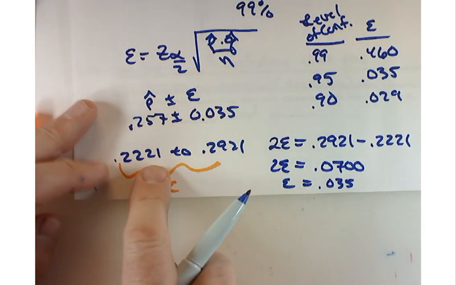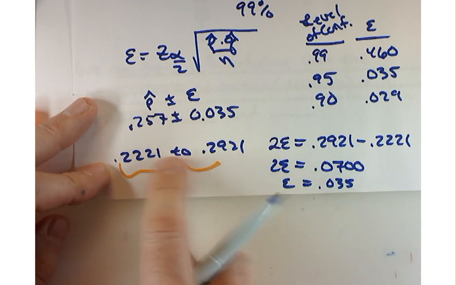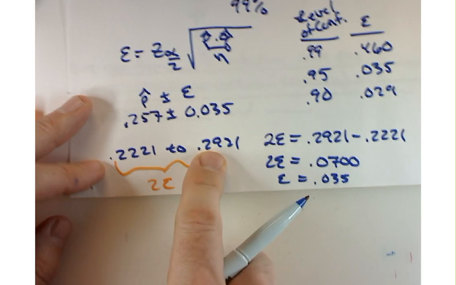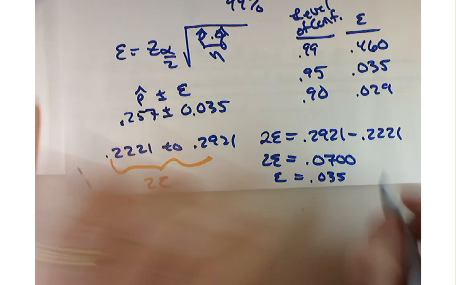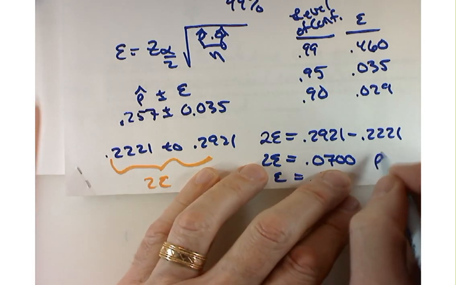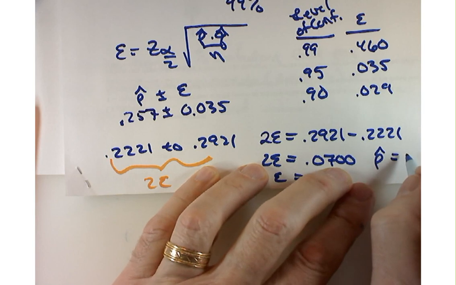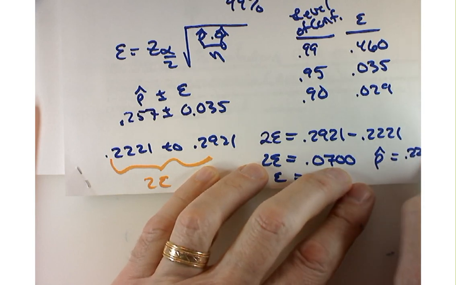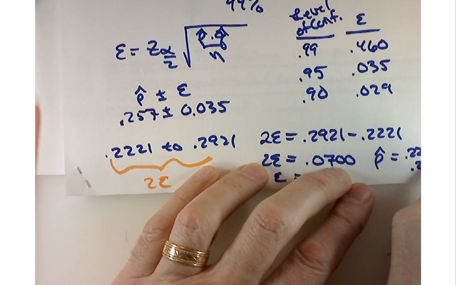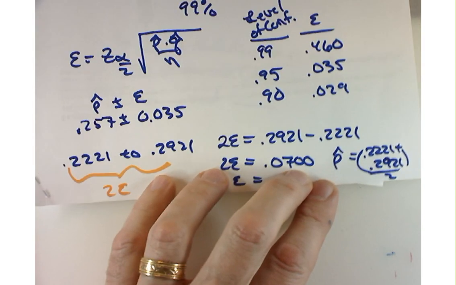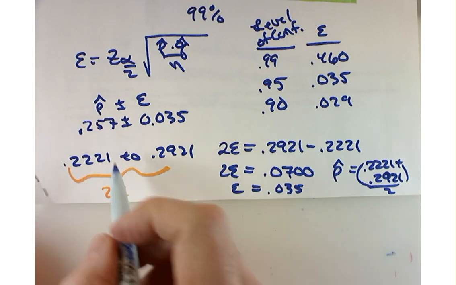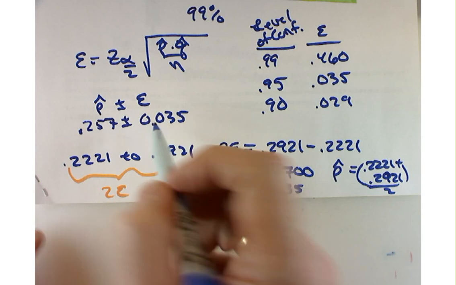If you wanted to figure out what p hat is, p hat's in the middle. How do you figure out the middle of two numbers? Add up, divide by 2. Yeah, add up, divide by 2. So 0.2221 plus 0.2921, add them up and divide by 2. And that'll give you your p hat. So if you needed to go from this to that, you could.